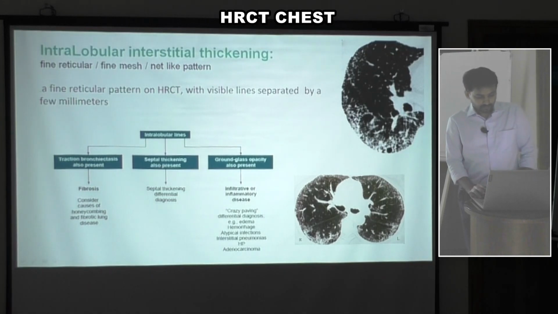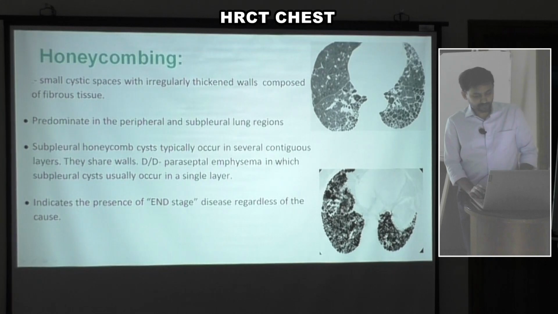So these are the normal. Interlobular septal thickening presents as basal and peripheral reticular opacities, and honeycombing. Honeycombing means small cystic spaces with thickened walls composed of fibrous tissue, arranged in clusters like grapes. Subpleural honeycomb cysts occur in many conditions, but this should be differentiated from paraseptal emphysema, which I will discuss later. Honeycombing always represents end stage disease regardless of the cause.